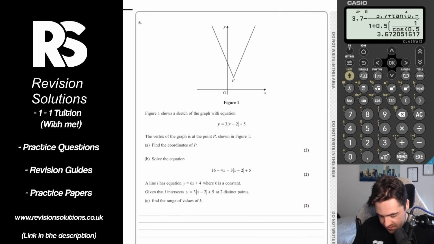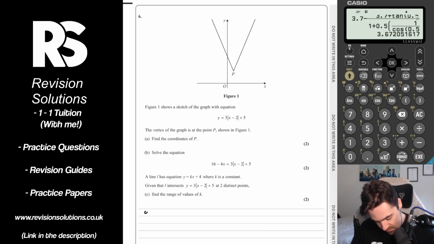Moving on to question 6, we've got this modulus curve, we've got the equation for it, and first it wants us to find the coordinates of P. So P is the bottom of the V. That's going to happen when the modulus section here is equal to 0. So for part A then, the x coordinate is going to be 2.